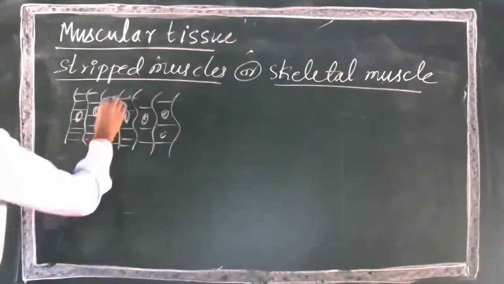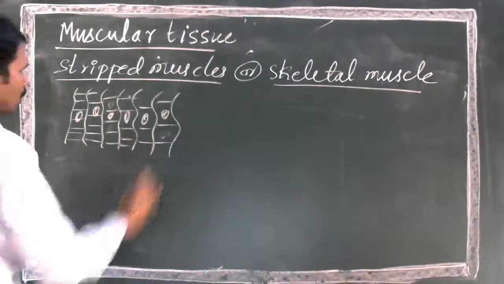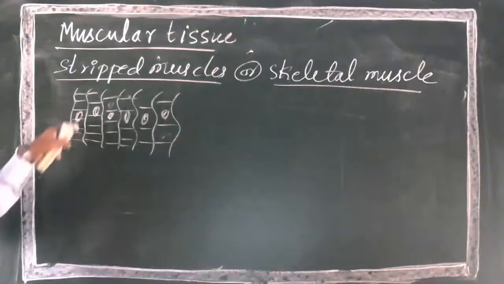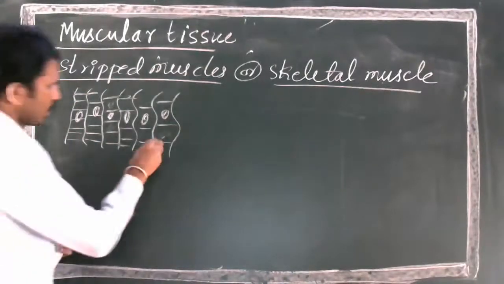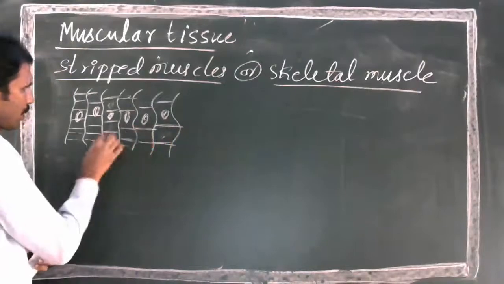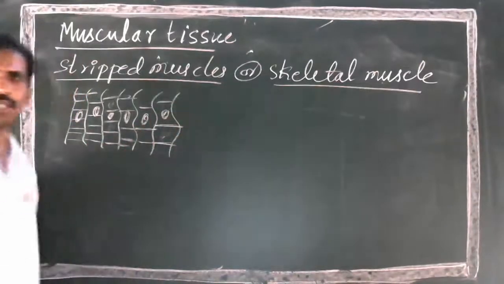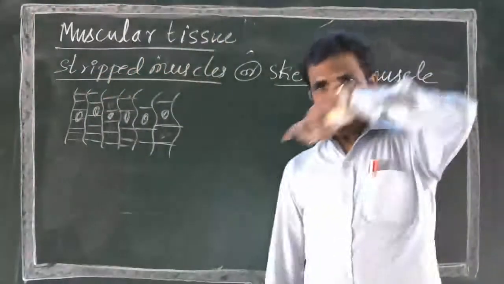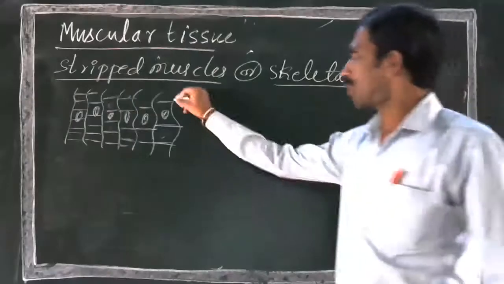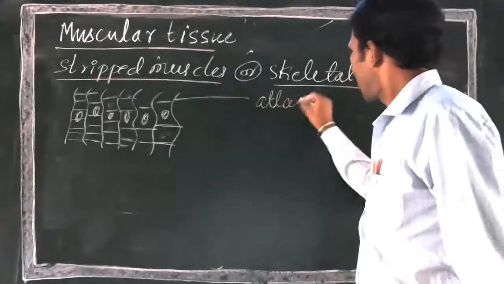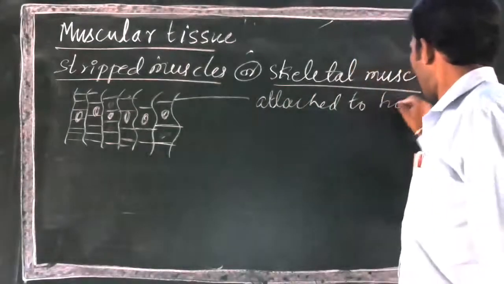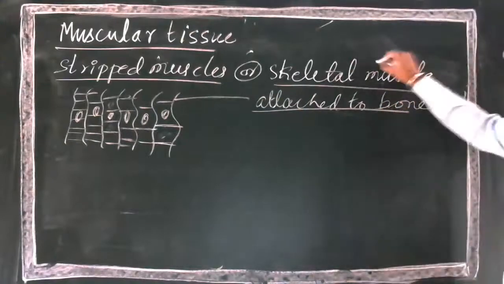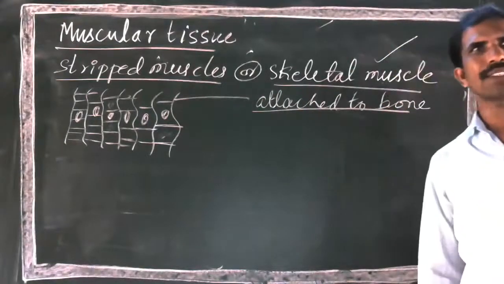So these are the striped muscles. Striped muscles means these bands, strips, are there. That's why they are called striped muscles, or skeletal muscles. Why are these called skeletal muscles? Because these are always attached to the bone. They help in the movement. That's why we call them skeletal muscles.